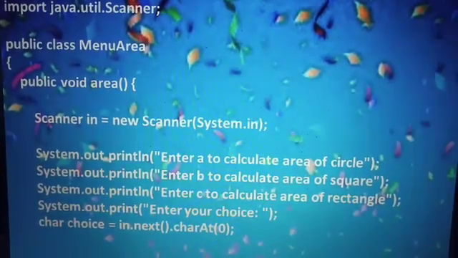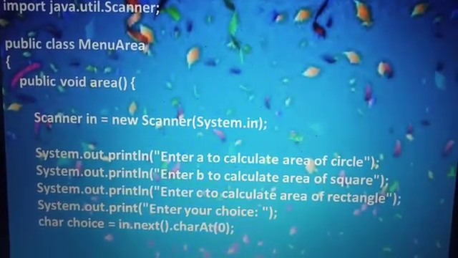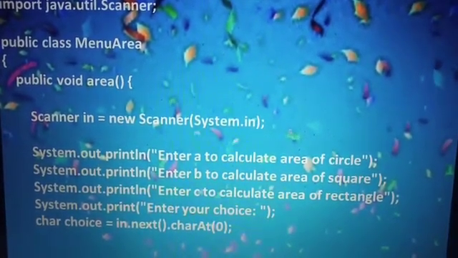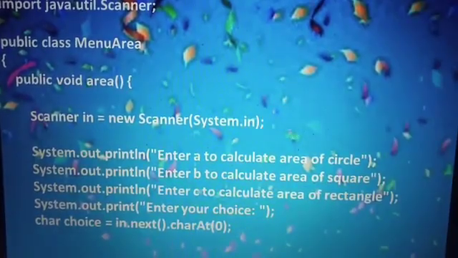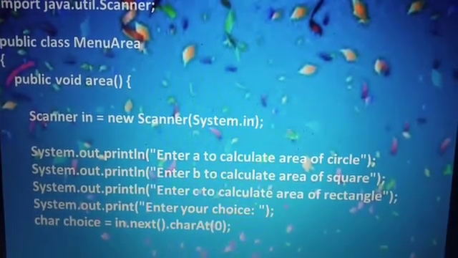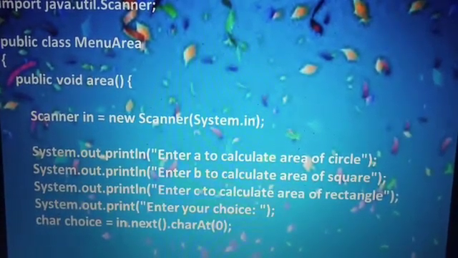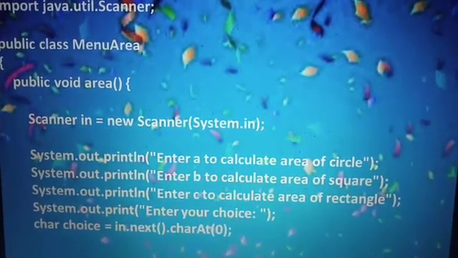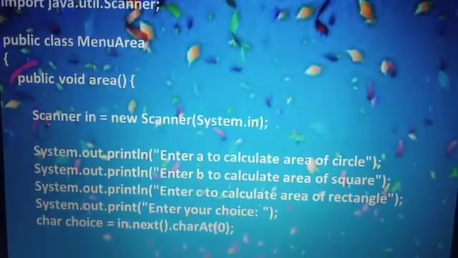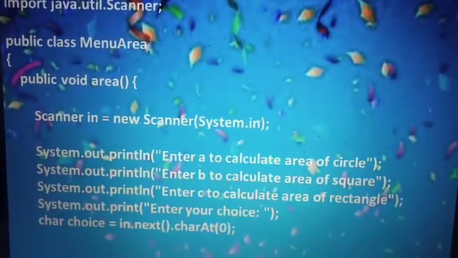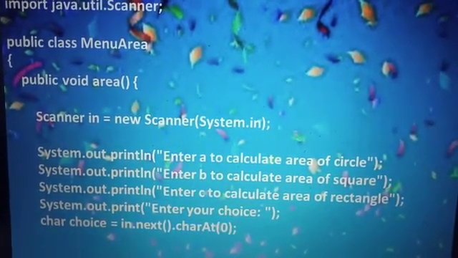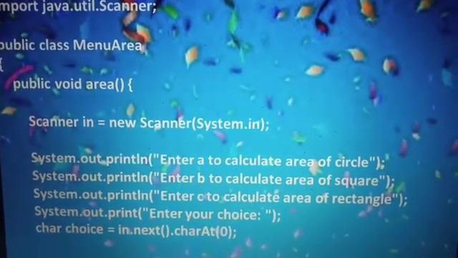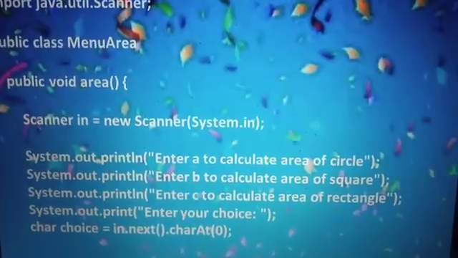And then you have to use one char data type. What was that? char choice equal to in dot next, then charAt, and write 0 here. charAt means you are using the index position. Index position we are using here. charAt(0) means the character at the 0th position.